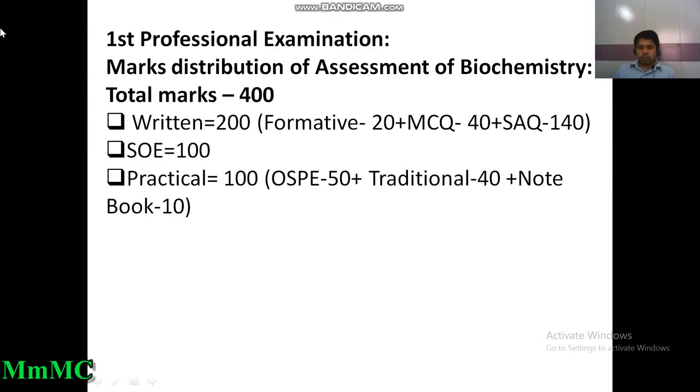Now about biomolecules. At first, carbohydrate. Define and classify carbohydrate with example. So now about the biomolecules, that means carbohydrate, proteins and lipids. In carbohydrate, the important questions for your professional exams, written and viva, I shortly discussed. Define and classify carbohydrate with example.